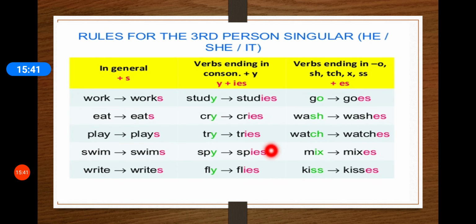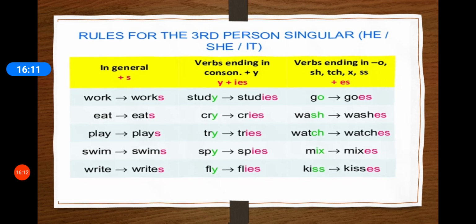So again, similar examples, not exactly the same. Work for third person singular, he, she, it becomes works, just added S. Eat, eats, play, plays, swim, swims, write, writes. When we have consonant plus Y, IES is added, and if we have O, SH, CH, X or double S, ES is added.